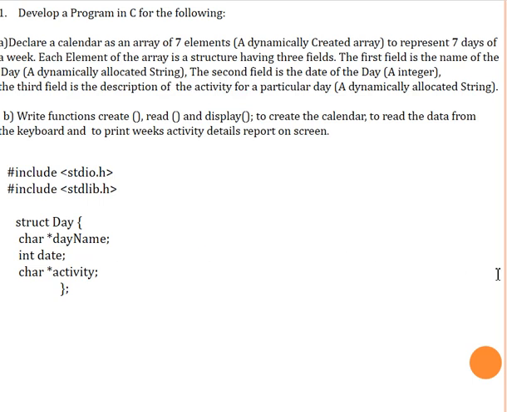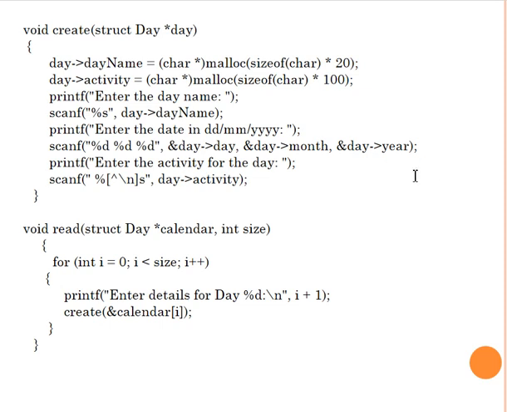Next we need to create this by using a create function. In the create function you see we are using the malloc function, which allocates memory for the day name and the activity strings. So we are using two malloc calls to allocate the memory for the day name as well as the activity members of the structure. Similarly, we are creating the read as well as display functions.